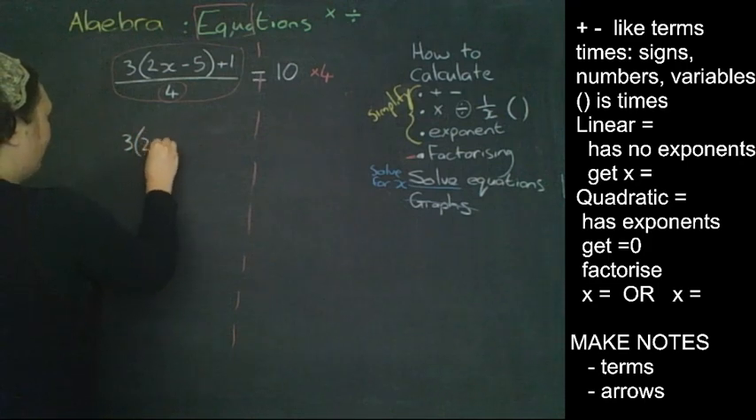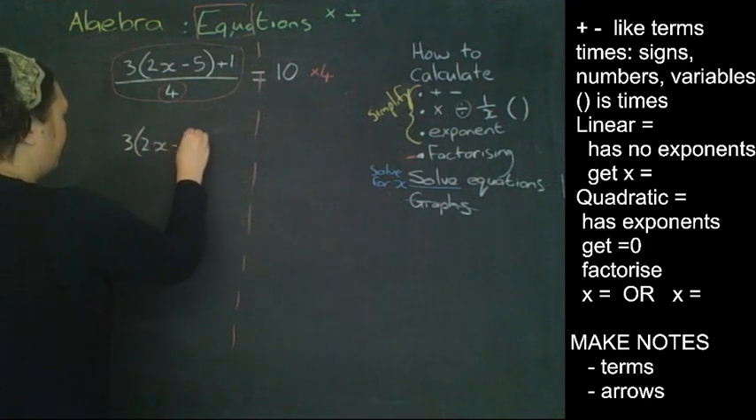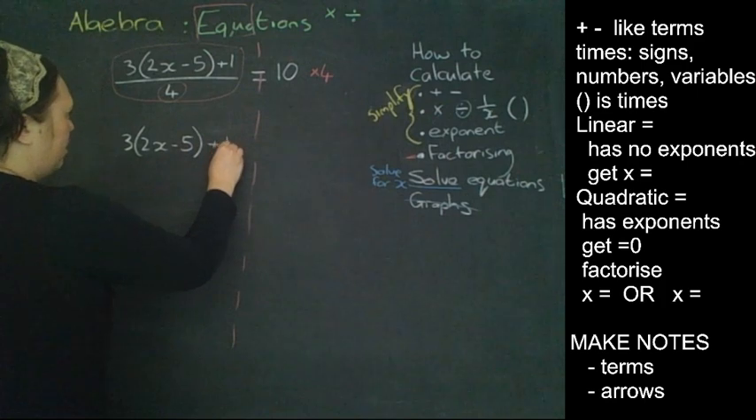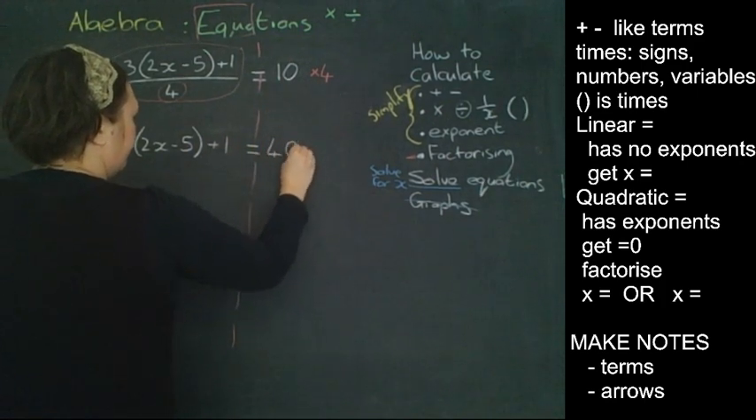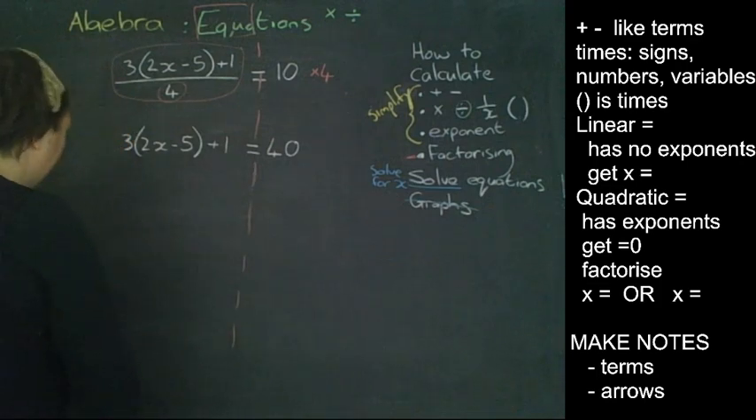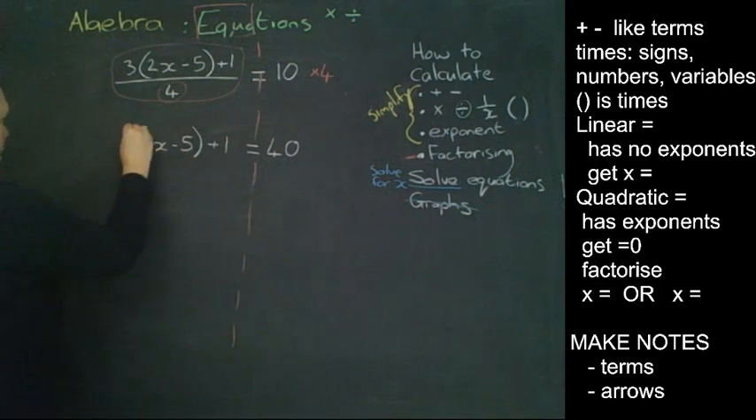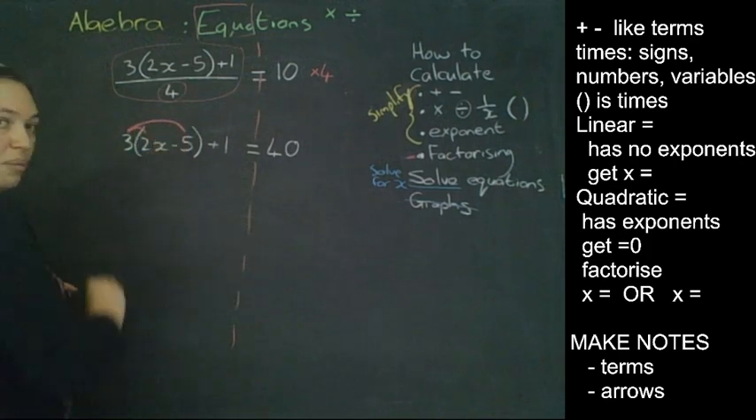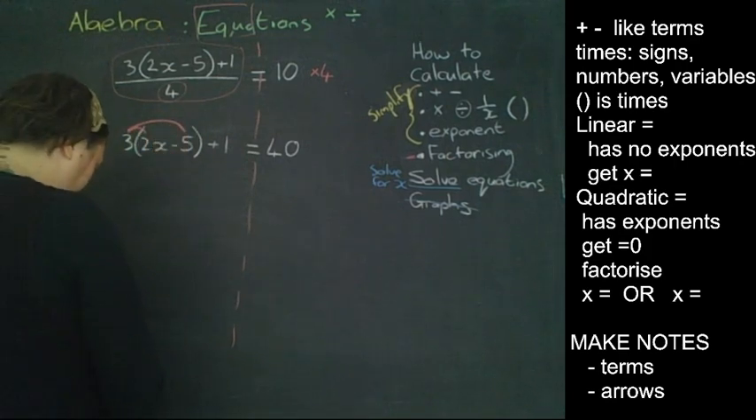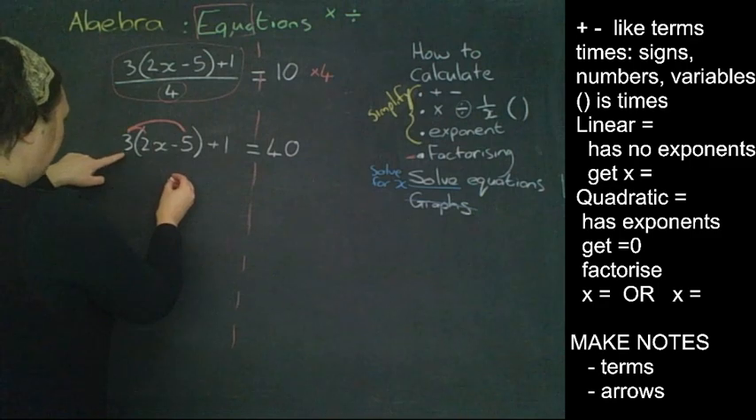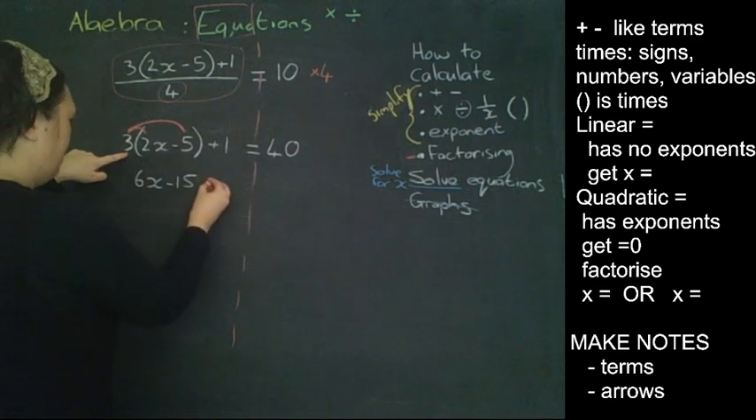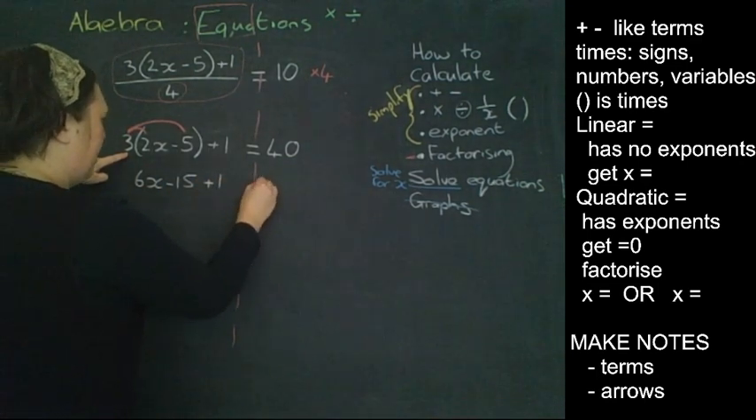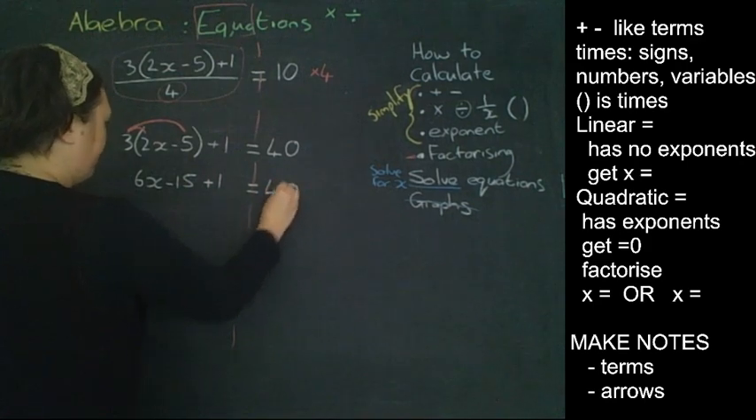So I'm just going to leave this as it is for now. Equals 10 times 4 is 40. Okay, now I'm going to get rid of these brackets. So to get rid of brackets, we do the distributive law. So we've got 6x minus 15 plus 1 equals 40.